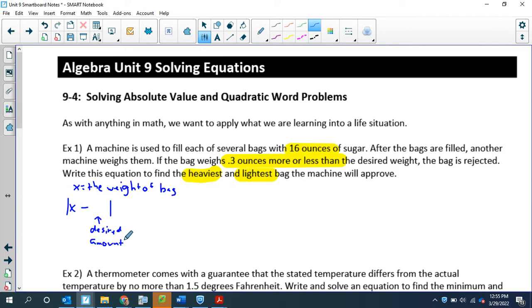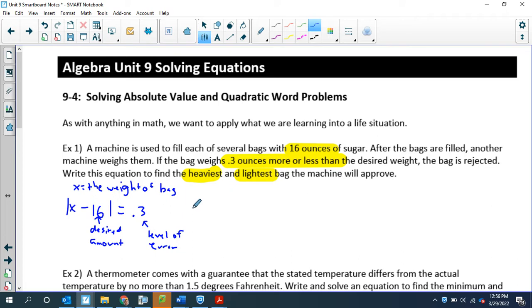And in this case, our desired amount is 16 ounces. And the reason why we did minus is because we're going to have to add it to the other side, and we want it to be positive. On the other side of the equal sign is going to be our level of error. That's our more or less. So in this case, it's saying 0.3 more or less. So I'm going to say 0.3. So our equation to match this situation would be the absolute value of x minus 16 equals 0.3.